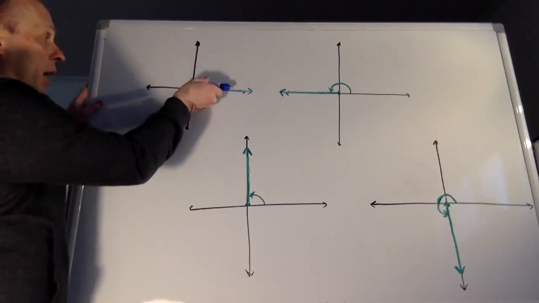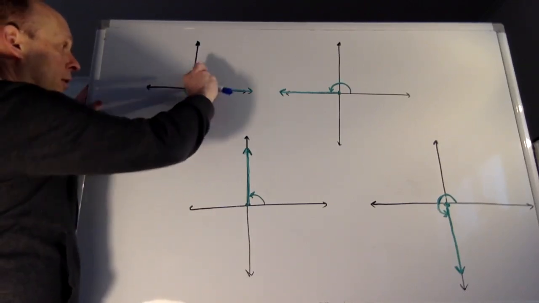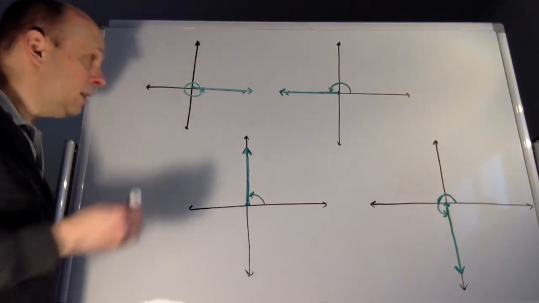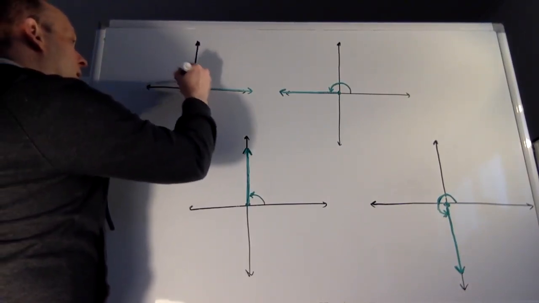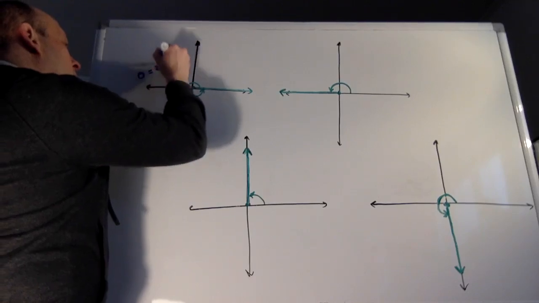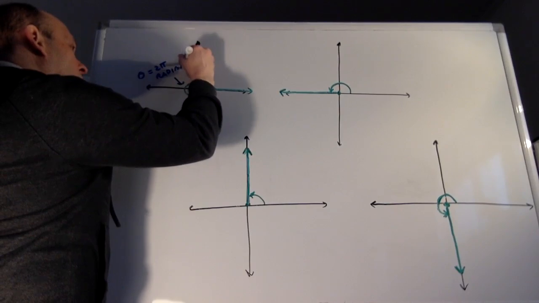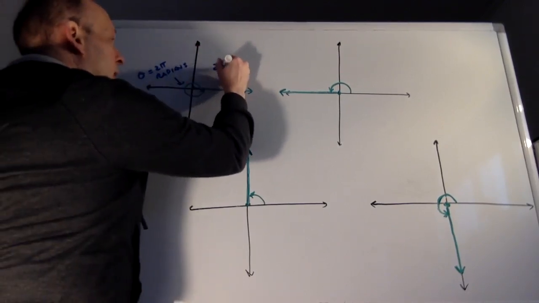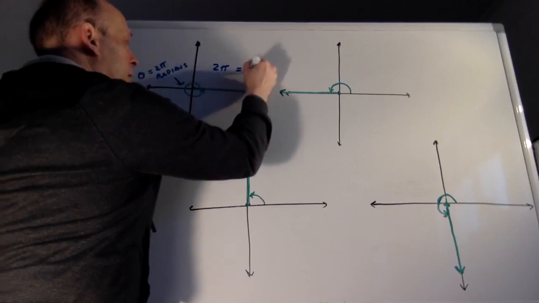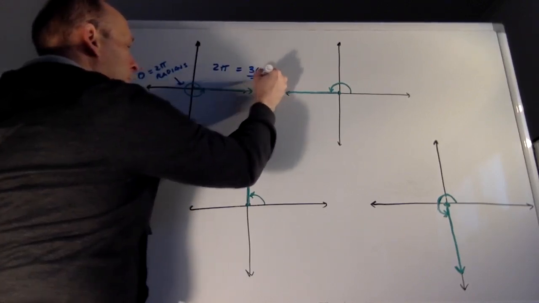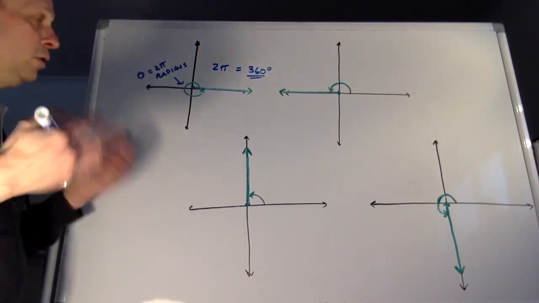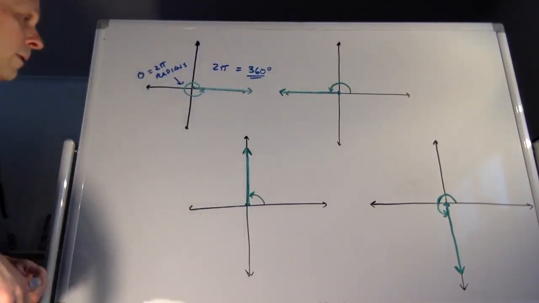So we have our terminal side. It rotates all the way around. And we all know that's 360 degrees. But as we've just learned, this angle is also known as 2 pi radians. So it's just another unit of measure, right? So we can say 2 pi radians is equal to 360 degrees. And usually we don't write the word radians. We just say 2 pi, and we understand we're talking about radians.